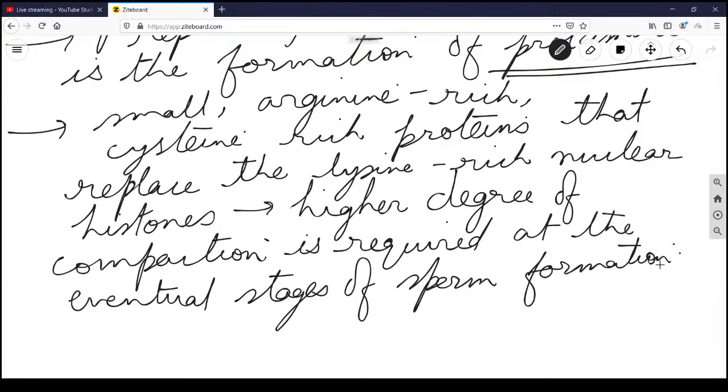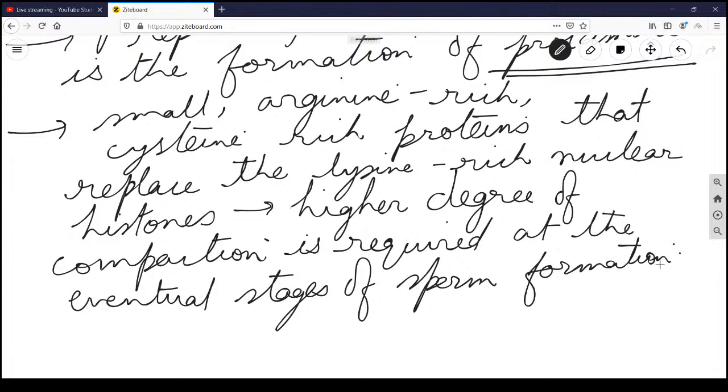Cysteine is a sulfur-containing amino acid. Cysteine and methionine are the only two amino acids which contain sulfur, and cysteine can form a disulfide bond, a disulfide linkage. So histones are replaced by arginine-rich and cysteine-rich proteins, which form the disulfide linkage and can cause more compaction compared to what can be attained by the action of histones.